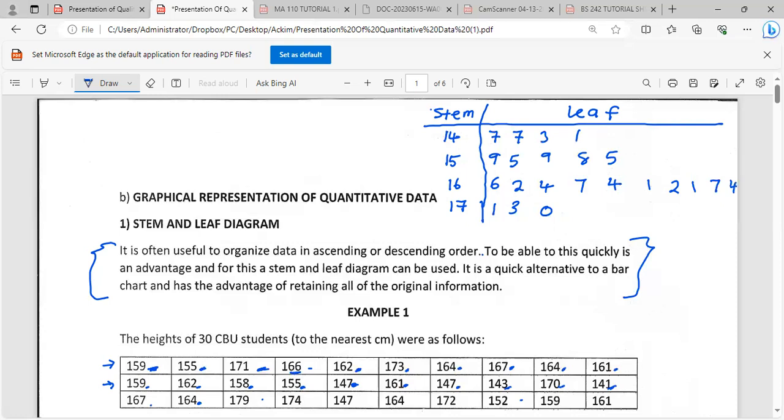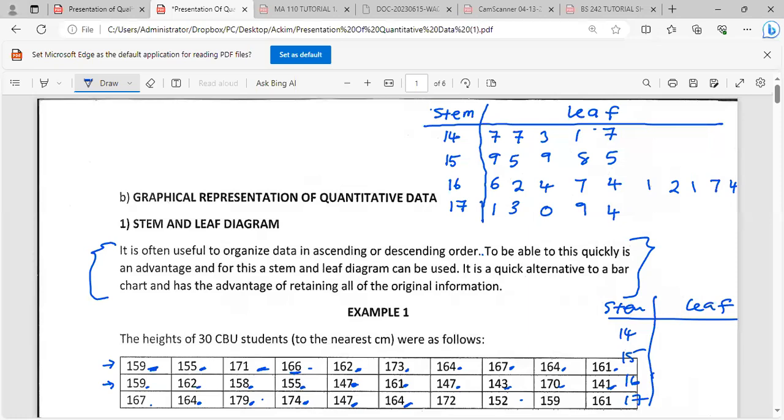Then we have 179, we'll put the 9 there. We have 170, we'll put the 0 there. We have 147, we'll put the 7 there. We have 164, we'll put the 4 there. Okay, in a case like that, if you can't write it like that, you extend it: you put stem and leaf, then you can put your 14, 15, 16, and 17. The next number should have been 160 what? 164. So you put the 4 under there.